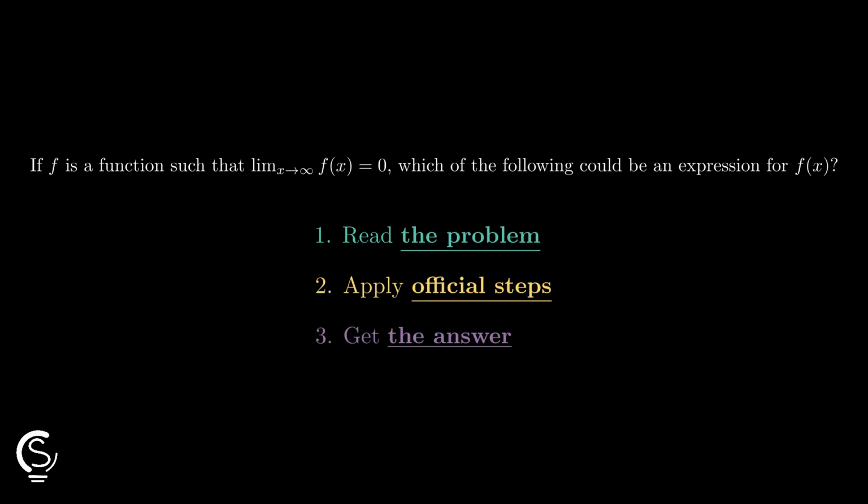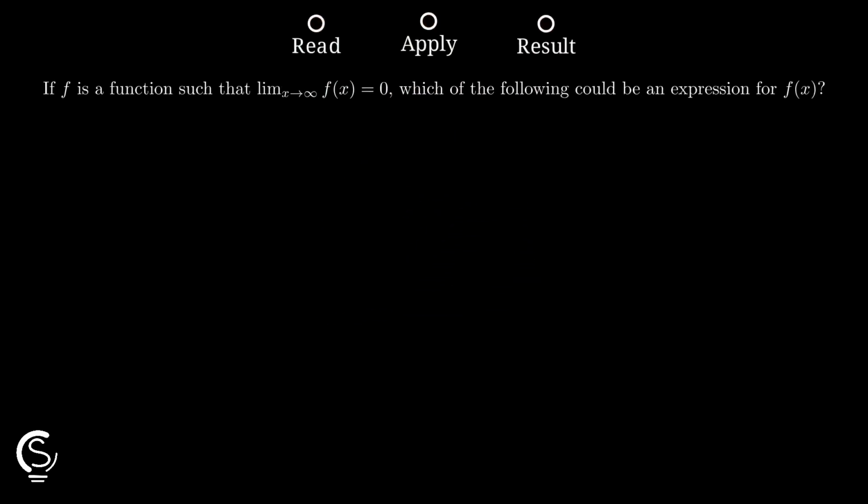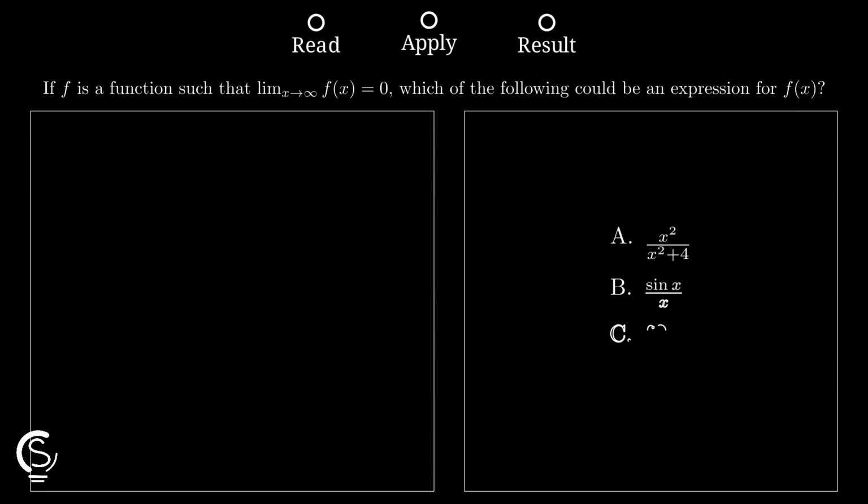Finding which function approaches 0 as x goes to infinity is actually super fast if you know exactly what to look for in these options. First, let's look at option A, where the powers are equal, meaning it goes to 1. Option C just bounces around forever, so that definitely cannot be our correct answer today.